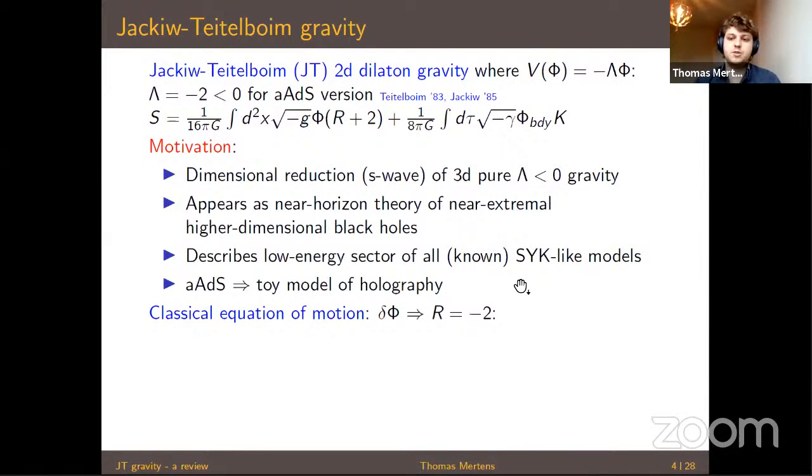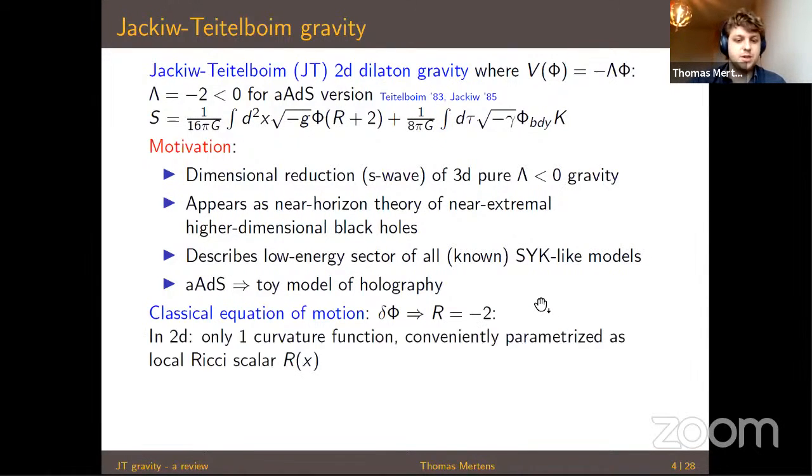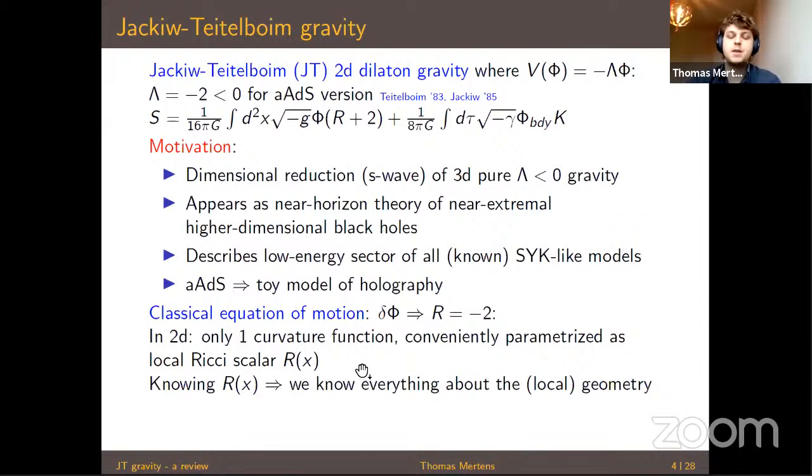So now that I've introduced the model, let us think about the dynamics of this model. So first at the classical level. So let's think about the classical equations of motion you get from this action. So if I vary this action with respect to the dilaton field phi, then, well, the answer is very simple. I just get R equals -2. The Ricci scalar is fixed as the equation of motion. Now, in 2 dimensions, there is only one curvature function, which you can conveniently parameterize as the local Ricci scalar R of x, so that if you know R of x, you actually know everything about the local geometry.